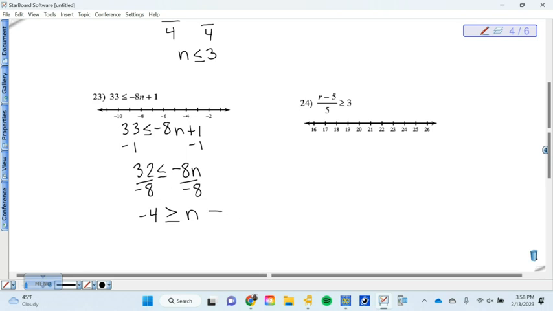If I wanted to rewrite this so my variable is on the left-hand side, it would become n is less than or equal to -4. So that means to graph, I go to -4. And do I do open or closed circle? Closed. And then do I go left or right? Left. There we go. Okay. The rest of those on this page are for you to do. Okay, 22, 24, 25, and 26.